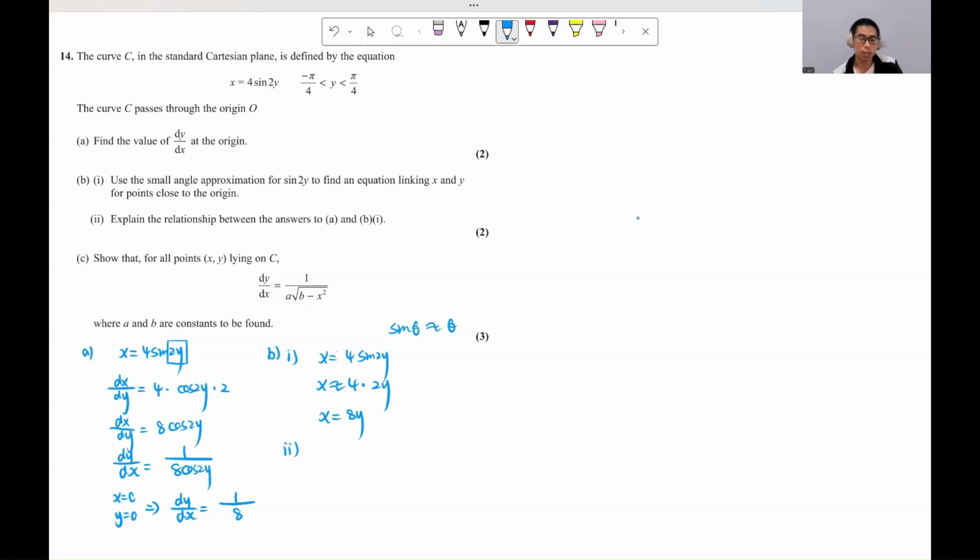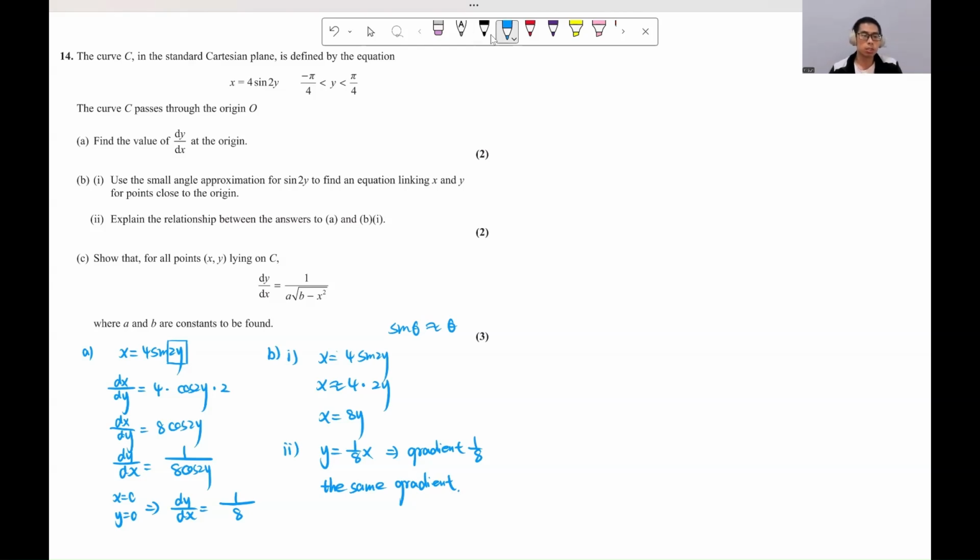And then for (ii), this is a straight line. If we rearrange that, y is equal to 1 over 8 times x. So clearly the gradient is equal to 1 over 8, which is the same as the previous one. So they have the same gradient. That's the relationship between them.